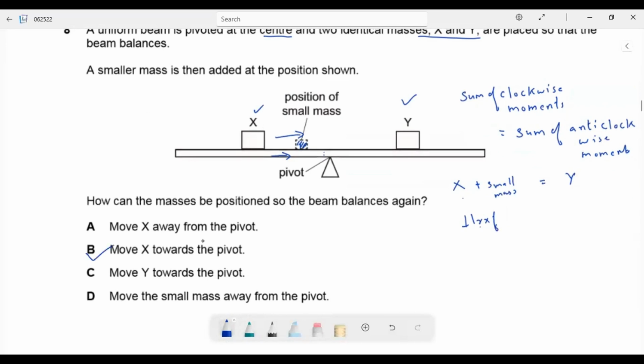If you are moving X away from the pivot, the perpendicular distance will increase, and by that the moment also will increase. Y towards the pivot means again it will create an imbalance. Small mass away from the pivot, that also increases the moment.